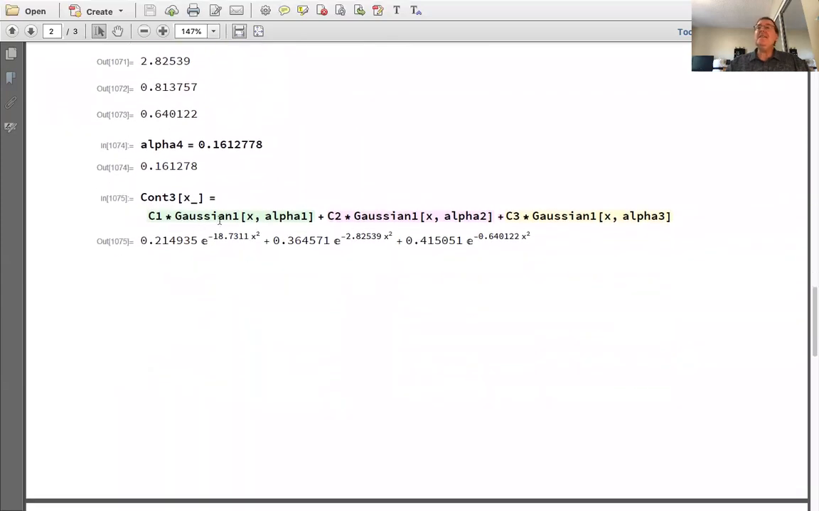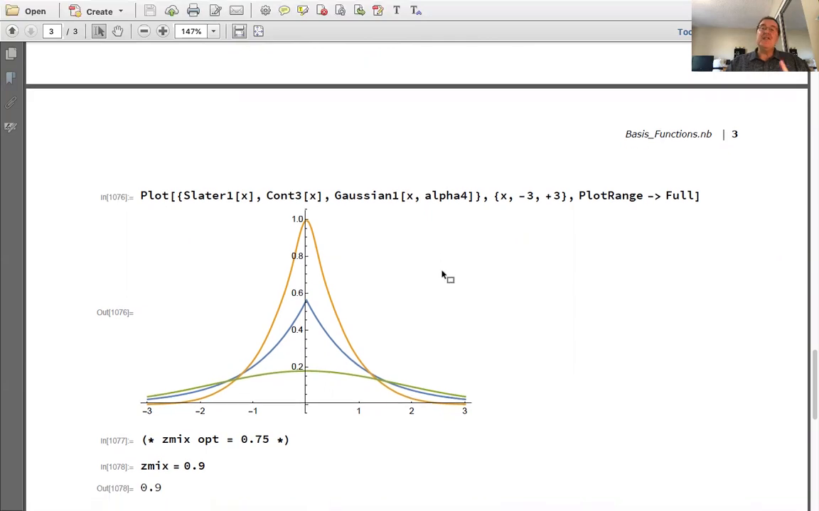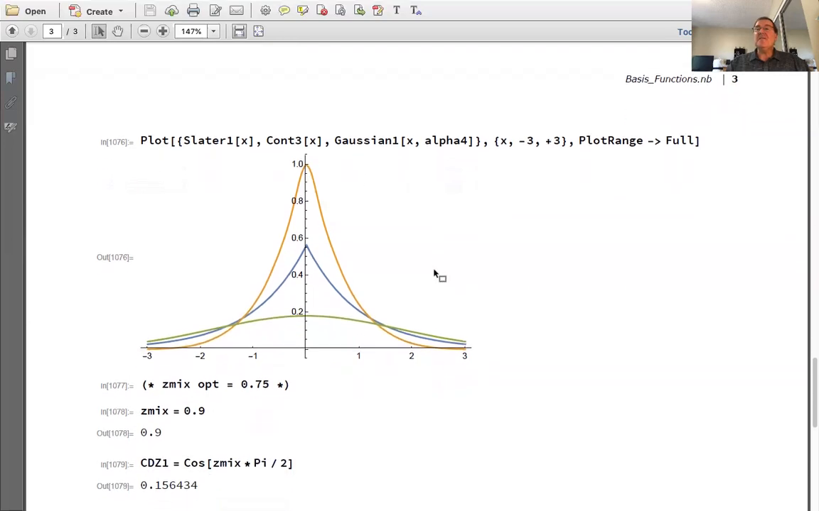And so the contracted function, the 3-term contraction function in this 6-31G basis looks like this. And then we add to it Gaussian 1. Well, we haven't added it yet, excuse me. But what we have done is here's the original Slater function. Here is the primitive function that's diffuse. And here is the 3-term contraction in the 6-31G basis. And you see, it peaks pretty well at the nucleus.